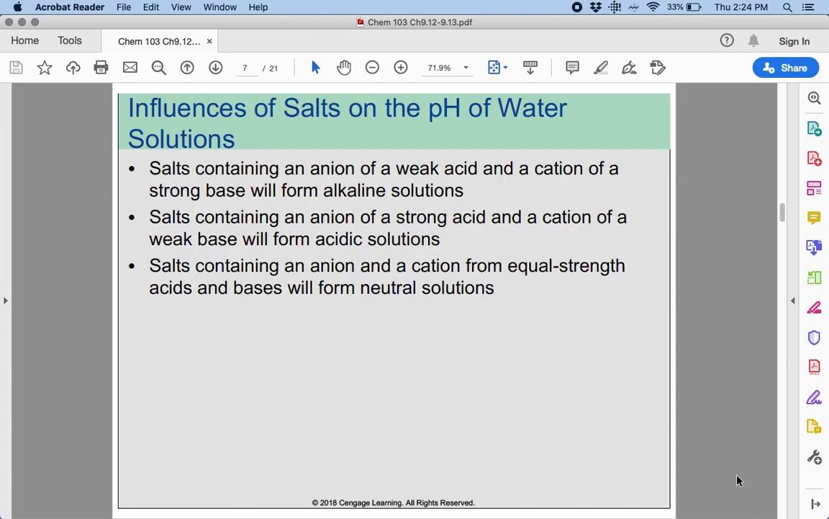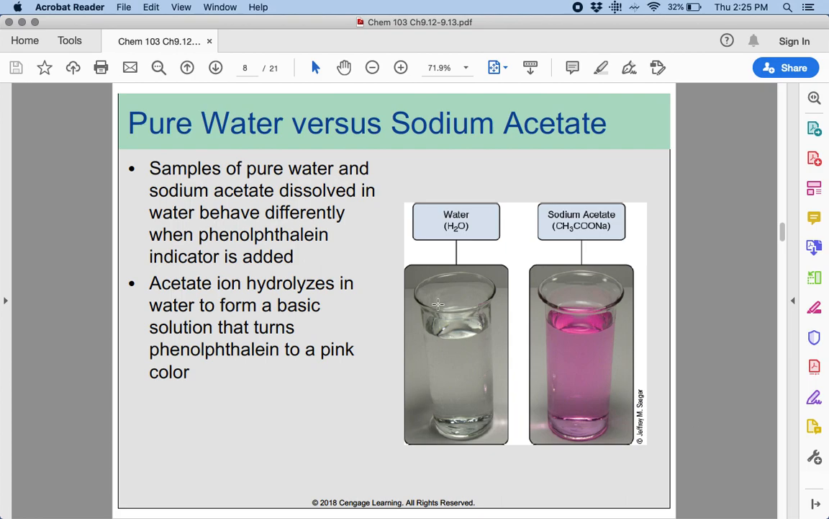So here are some rules to help think about the pH of water solutions. Salts containing an anion of a weak acid and the cation of a strong base will form an alkaline, or what we would call a basic, solution. Salts containing the anion of a strong acid and the cation of a weak base will make acidic solutions. Salts containing anion and cation from equal strength acids and bases will be neutral. So if they're both strong or both weak, it will be neutral because they cancel each other out.